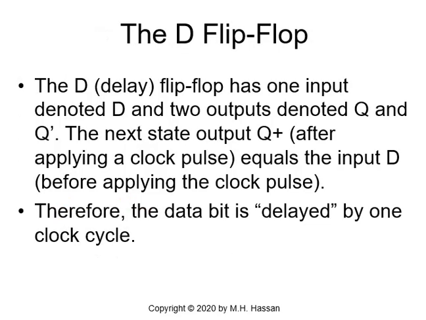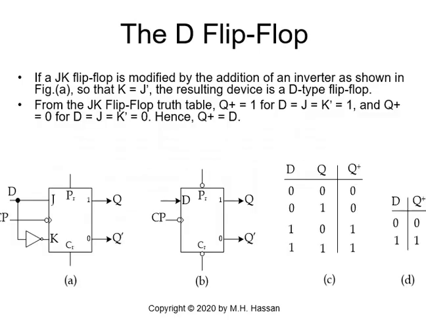The D stands for delay. The flip-flop has one input denoted D and 2 outputs denoted Q and Q prime. The next state output Q plus after applying a clock pulse equals the input D before applying the clock pulse. So the value of D will transition from the input to the output after applying a clock pulse. Therefore, the data bit is delayed by 1 clock cycle.